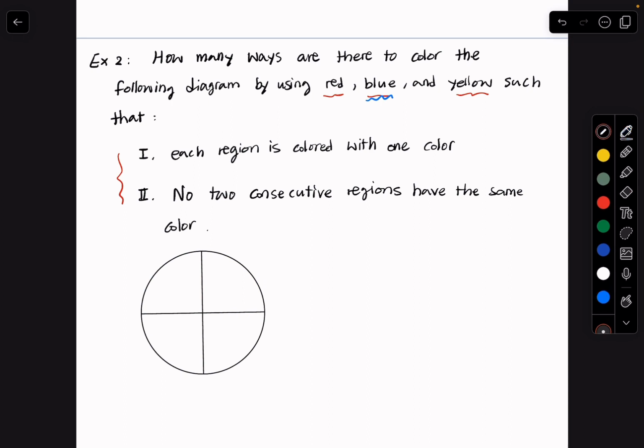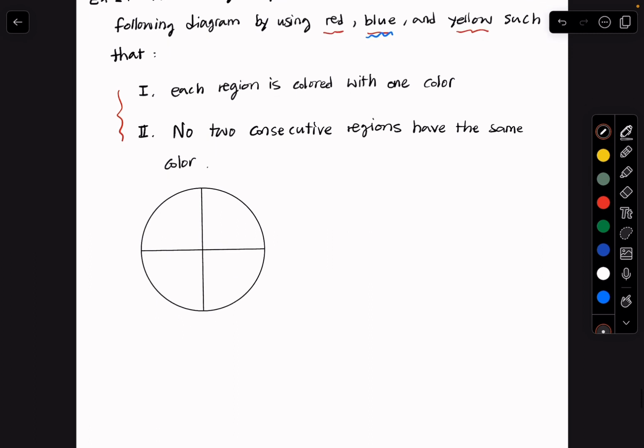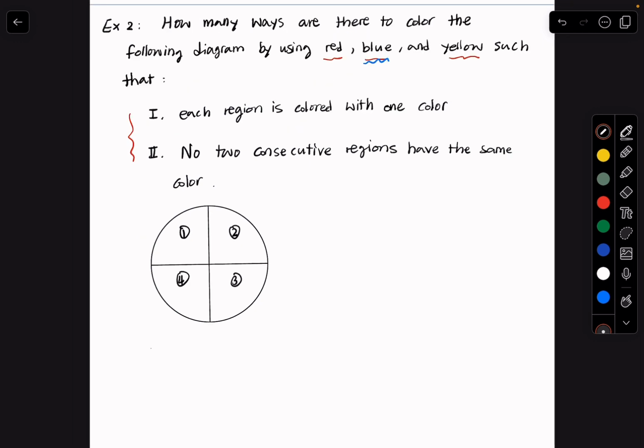Same thing here. We should always begin the question with the multiplication principle first. So let's look at whether the multiplication principle alone works this time. I have 4 regions, so I can just name them 1, 2, 3, and 4. My mission here is to color all the 4 regions, so for sure, I can break down the whole process into 4 elementary steps. In step 1, I'm going to color the first region. I have red, blue, yellow, 3 choices, so that means I have 3 ways.